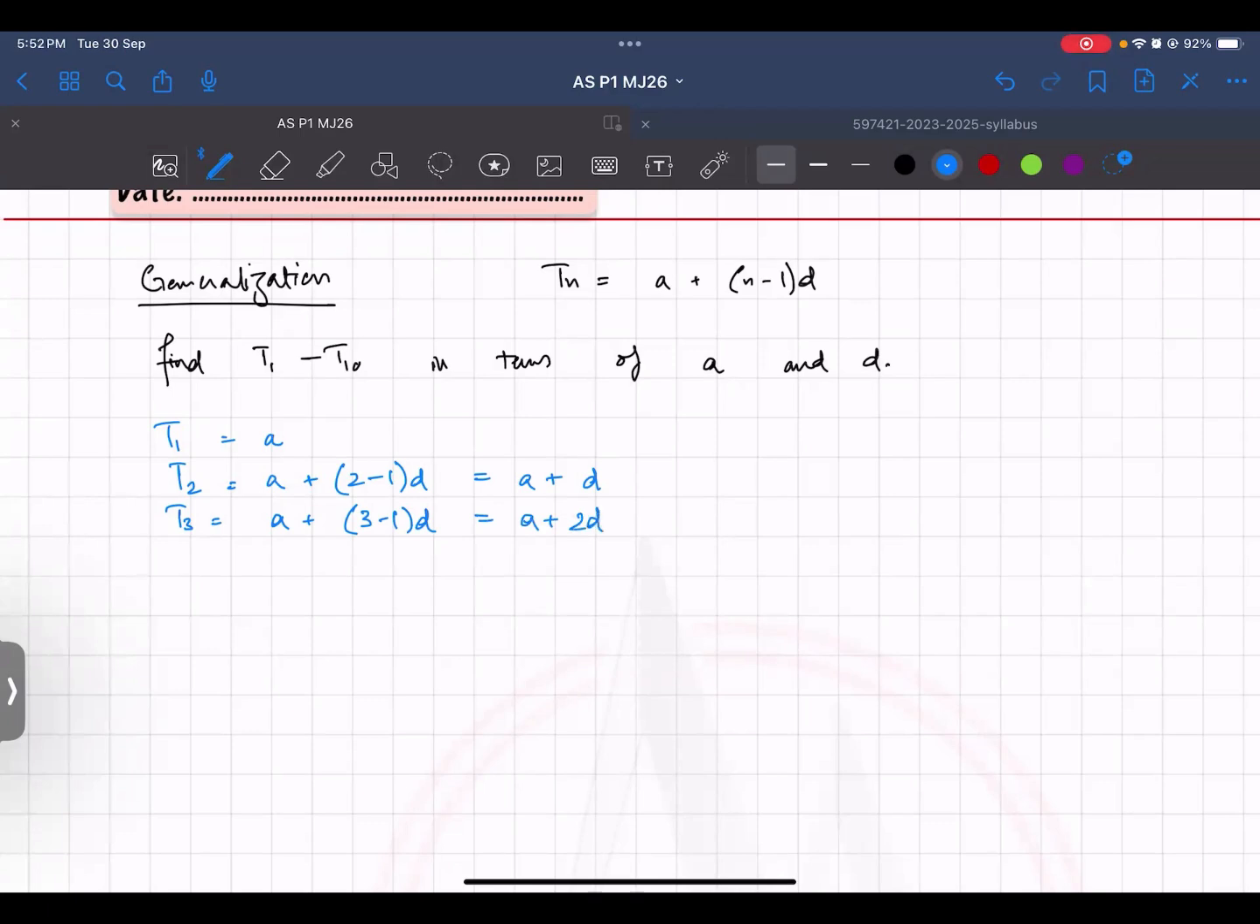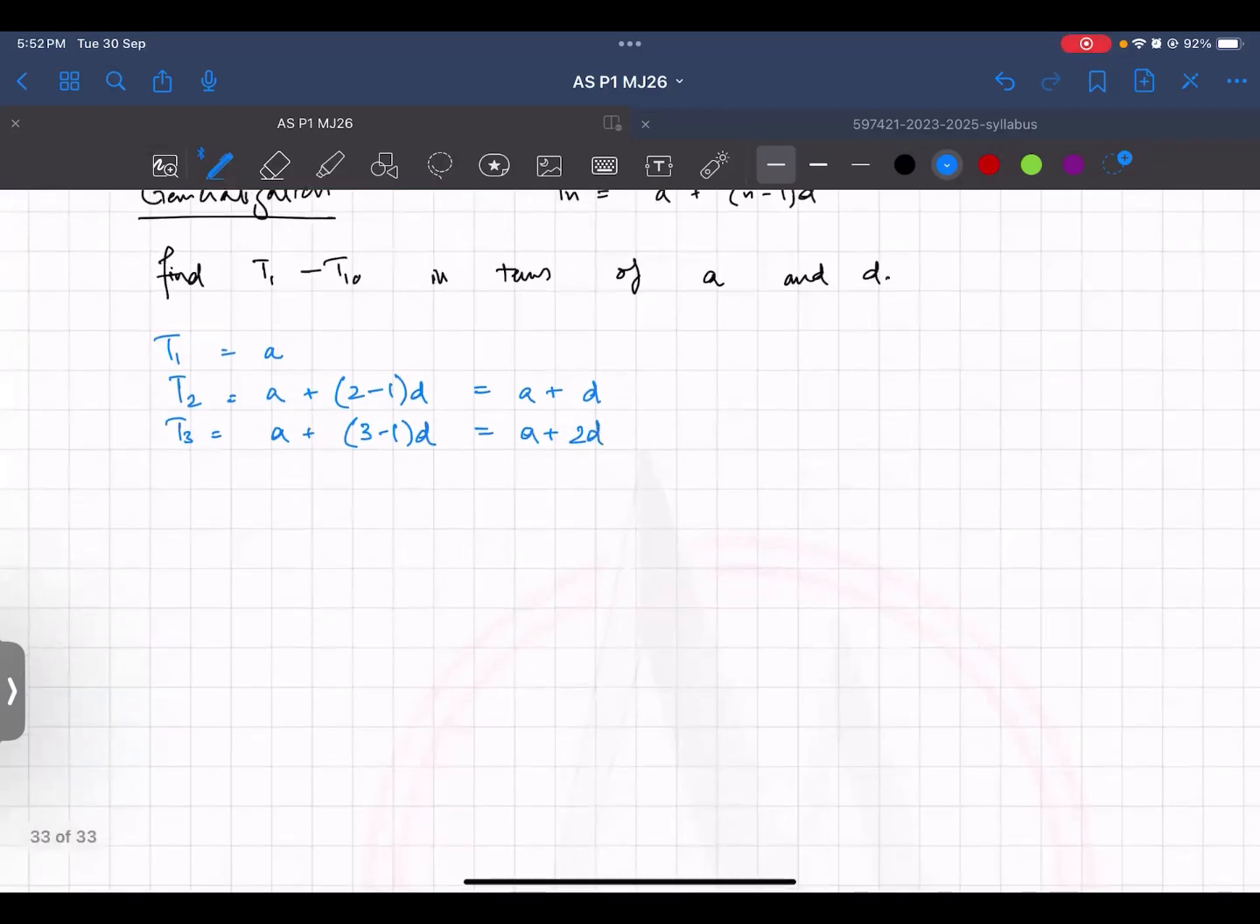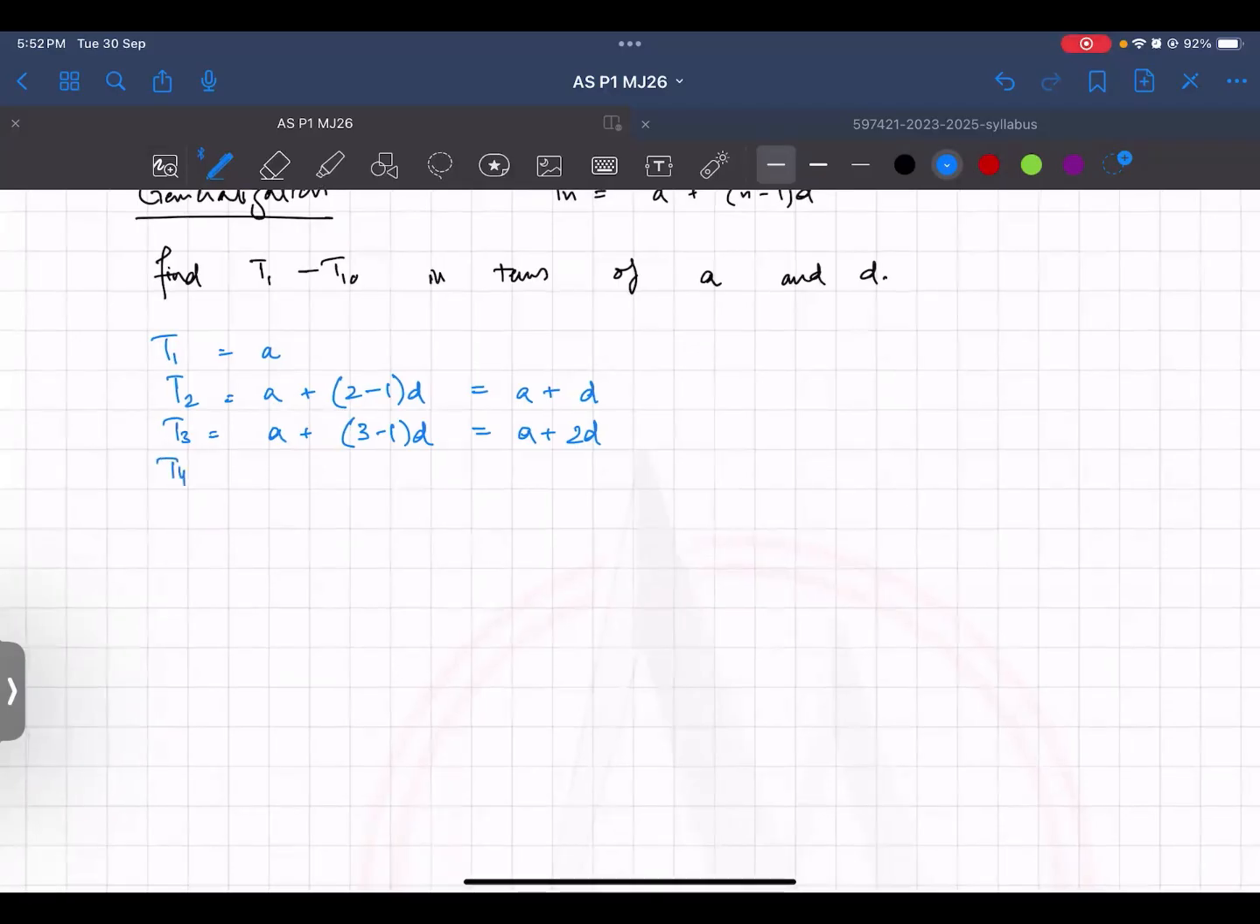You see a pattern over here? If it's T2, then your coefficient of D is 1. If it is T3, then your D is 2D. If it is T4, then it will be 3D. If it is T5, it will be A plus 4D. Similarly, if you go up until T10, it will be A plus 9D. The coefficient of D is always 1 less than the term number, in this case.